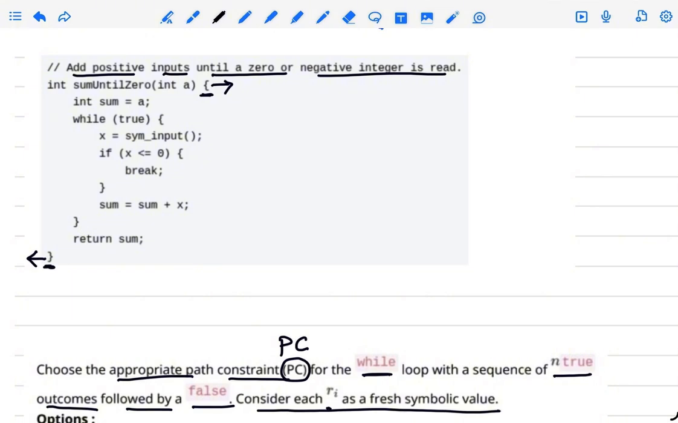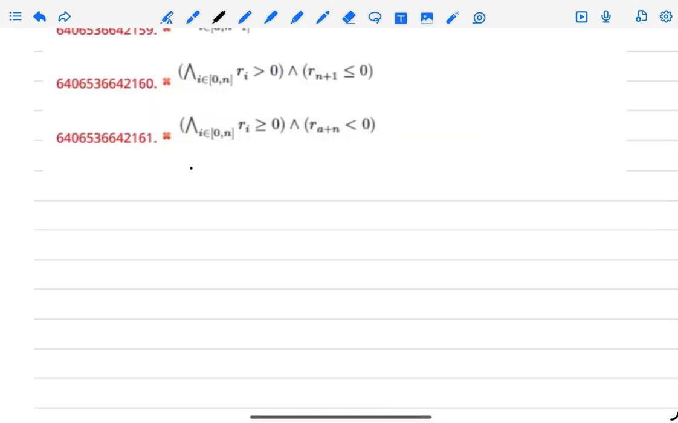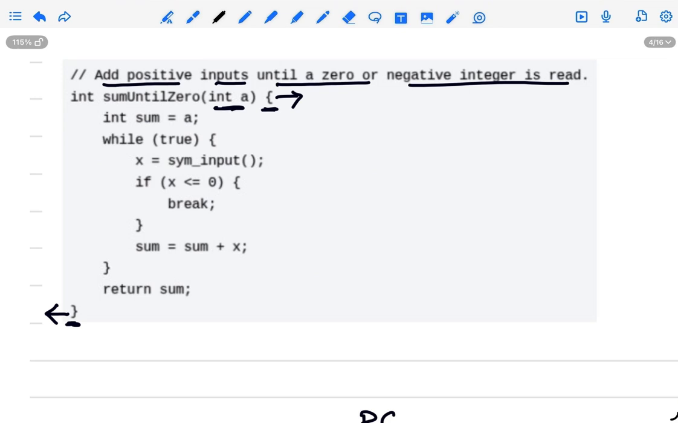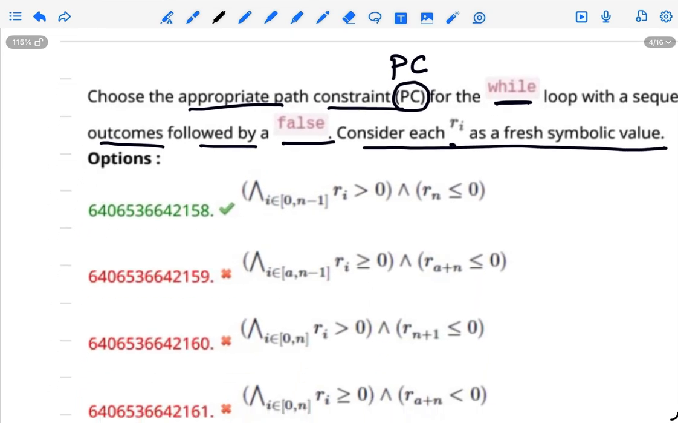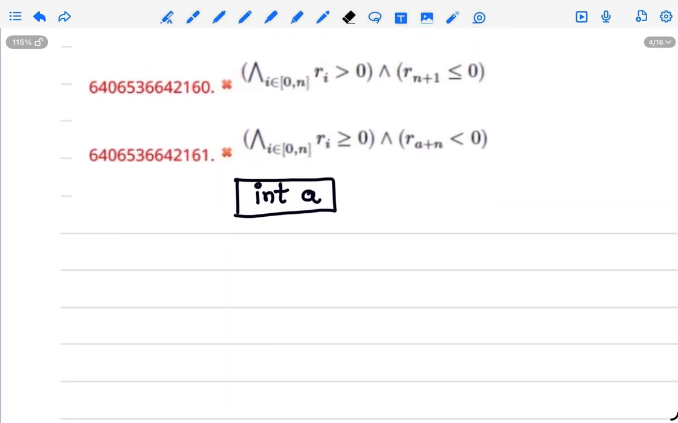So for this complete function, int sum until 0, int a is a variable. Again the initialization of int sum equals a. So these two variables are initialized. One is sum equals a.